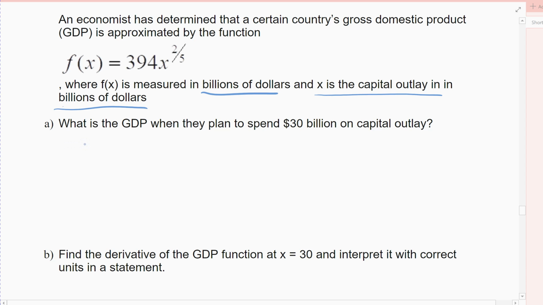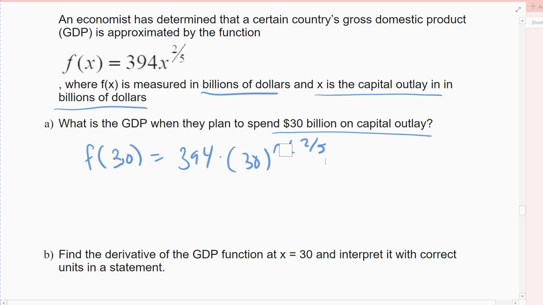Alright, so the first question. You've got to make sure you remember that when you go to write your units. What is the gross domestic product, the GDP, when they spend 30 billion on capital? So that's just asking you to take your function and plug 30 into it. Now, make sure you're careful. It's 394 times 30 raised to the 2/5. Make sure when you take your exponent, my rule of thumb is to always put parentheses around it, so it raises it to the fractional power 2/5.